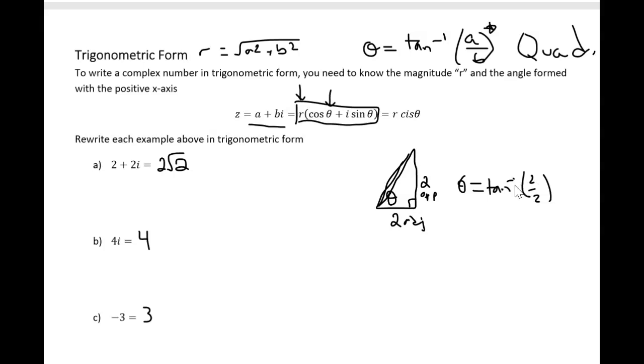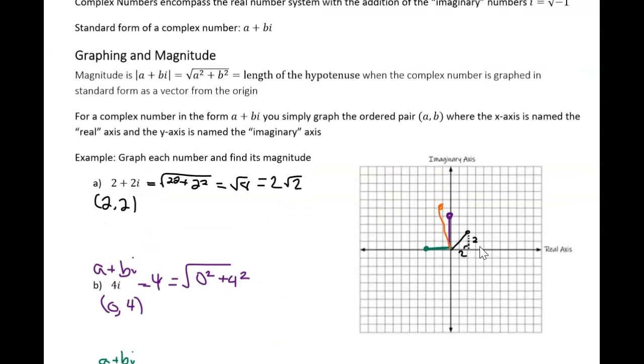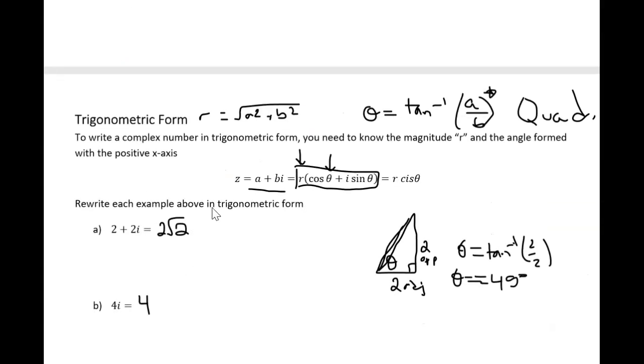So here we have inverse tangent of 2 over 2, which if you type into your calculator, you should get 45 degrees. Now looking at where theta is graphed, is 45 degrees a reasonable answer for this angle right here? Since the graph is in quadrant 1, 45 degrees makes sense. And that's what we're going to stick with. So that's the form with cosine 45 plus i sine 45, and that's how we convert standard form into trigonometric form.